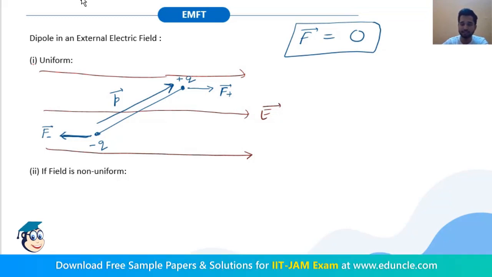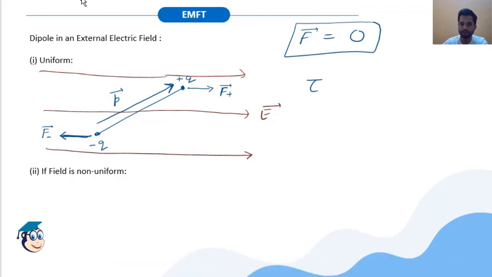Now, what is the total torque on the system, that is, the dipole itself? This is given by p cross E, the dipole moment cross E. This is a vector cross product.